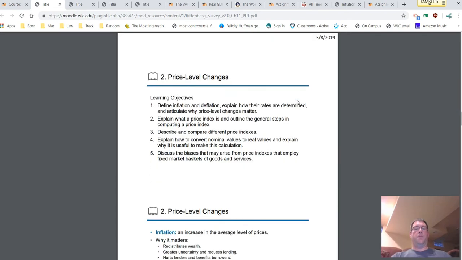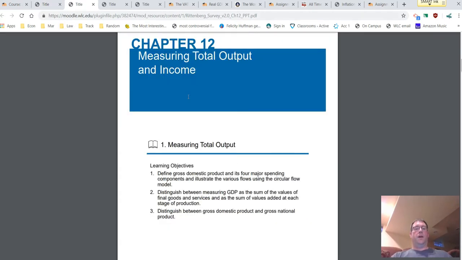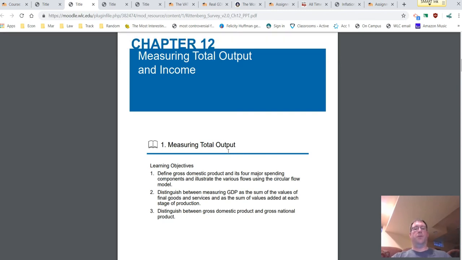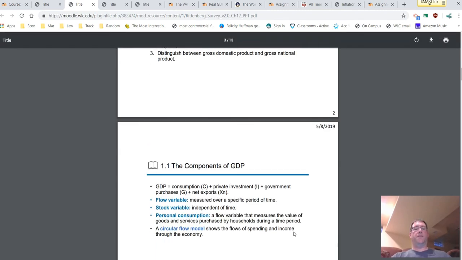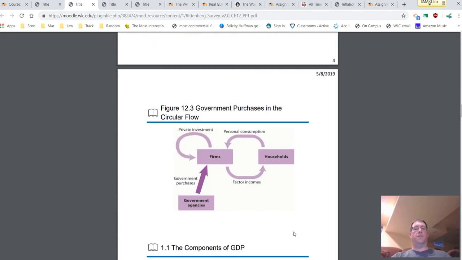And then we'll talk a little bit about inflation and deflation and some of the reasons why price changes take place. Chapter 12 here is how we measure our output, which is really how we measure GDP and some of the factors that go into it. The circular flow model comes in here.